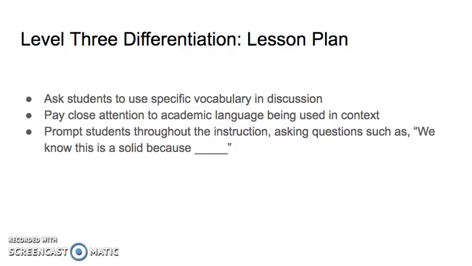For these students, in our specific lesson, we would ask them to use the vocabulary within their discussions. As we go around and monitor each group, we would pay close attention to the academic language that these students are using, and we would also prompt them throughout the discussion and throughout the lesson by asking these students, we know that this is a solid because, and wait for their response.